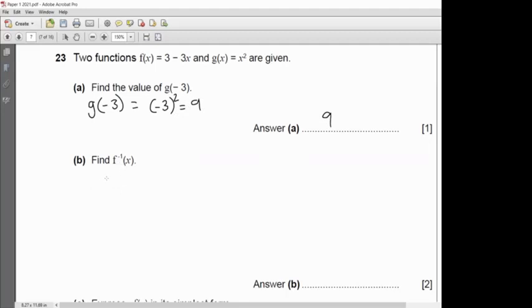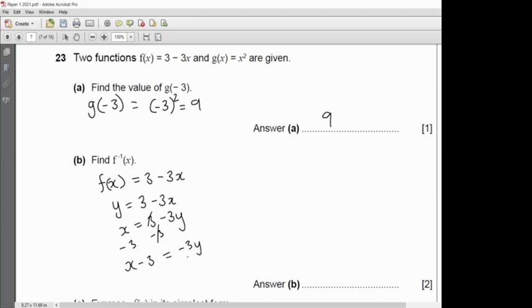Then f inverse of x. Our function f of x is 3 minus 3x. What you do to find f inverse is you make f into y. Then you interchange the x and the y. So your y will become an x, and the x will become a y. And then from here, you just change the subject of the formula to y. So I can subtract 3 on both sides. So I have x minus 3 is equal to negative 3y. Then I can divide by negative 3. So I have y is equal to x minus 3 over negative 3.